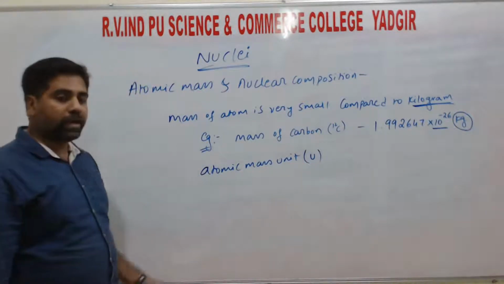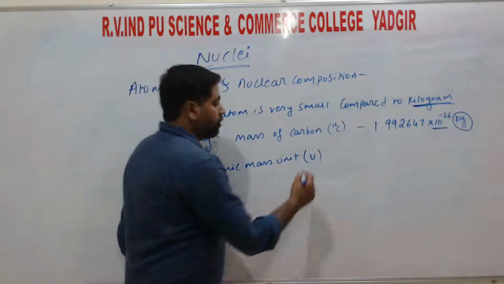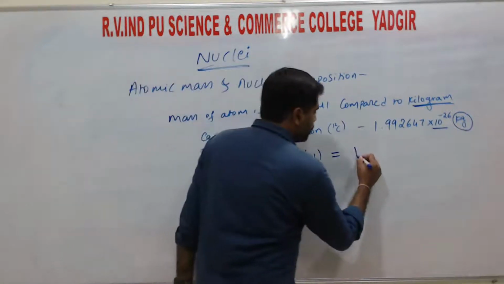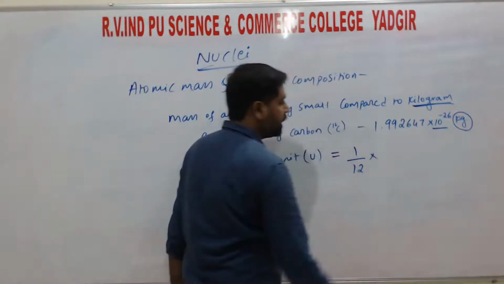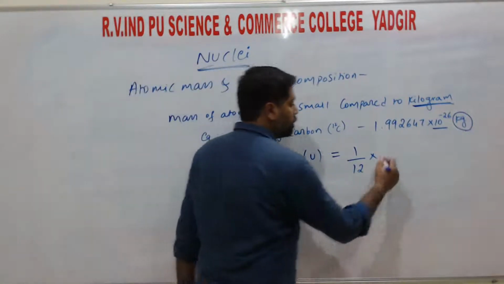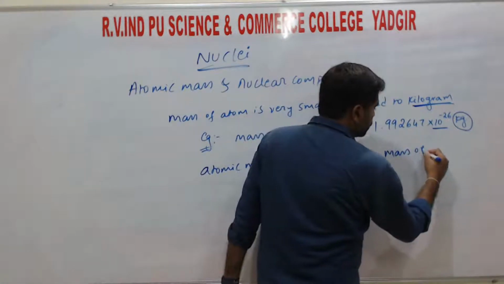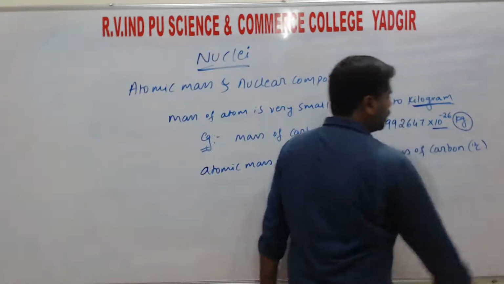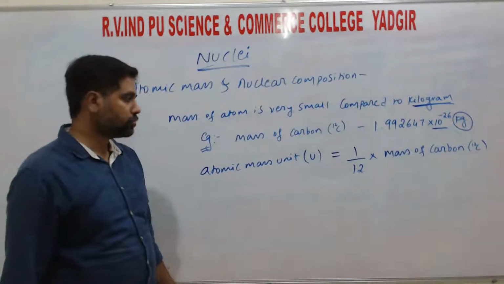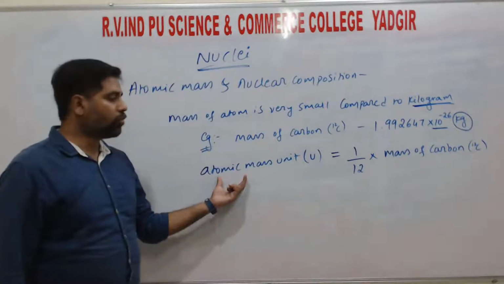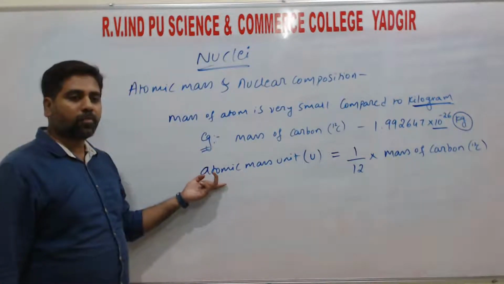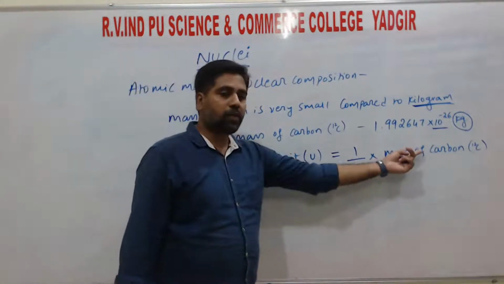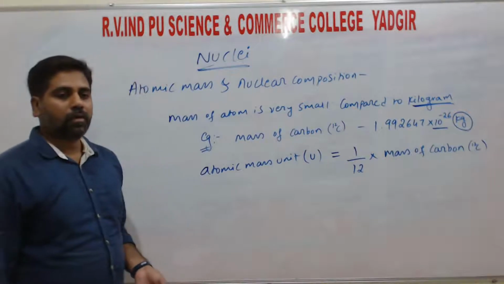The atomic mass unit is defined as 1 divided by 12 times the mass of the carbon 12 atom, that is C12, right? So this gives the atomic mass unit. The atomic mass unit is defined as 1 by 12 of the mass of the carbon 12 atom, right?